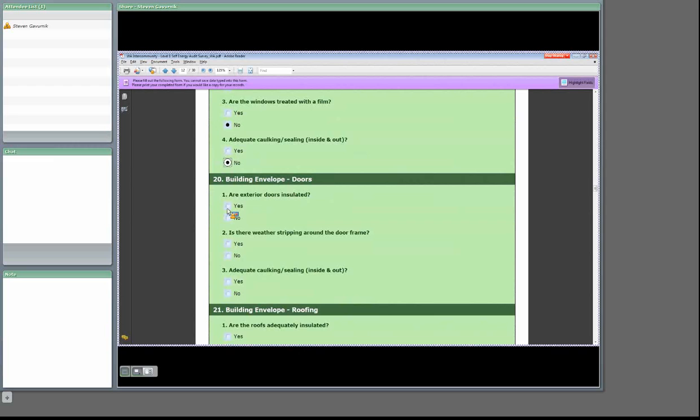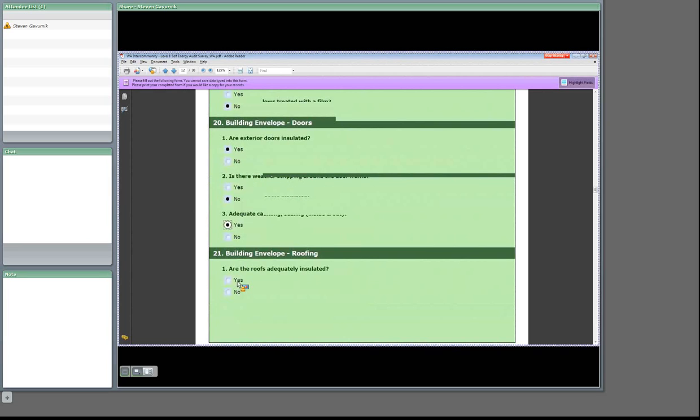Are the exterior doors of the buildings insulated? Put yes or no for the answer. Is there weather stripping around the door frames? Again, if you can see minor cracks or get blowing air on a windy day around the doors from the inside, you'd know there was not enough stripping around those doors. And the same question, adequate caulking and sealing inside and out, you'd indicate yes or no whether or not that was actually adequate.